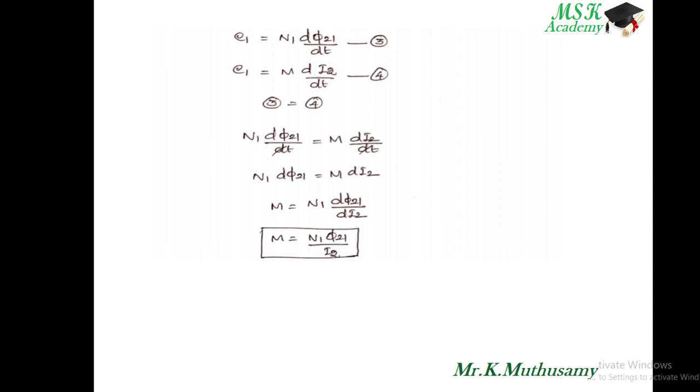I equate the third equation and the fourth equation. N1 d phi 21 divided by dt is equal to M into di2 divided by dt. Here the denominator values are equal, so I cancel them. N1 into d phi 21 is equal to M into dI2. I find the mutual inductance value. M is equal to N1 d phi 21 divided by dI2. When I connect the alternating voltage to coil 2, the mutual inductance value M is equal to N1 phi 21 divided by I2.